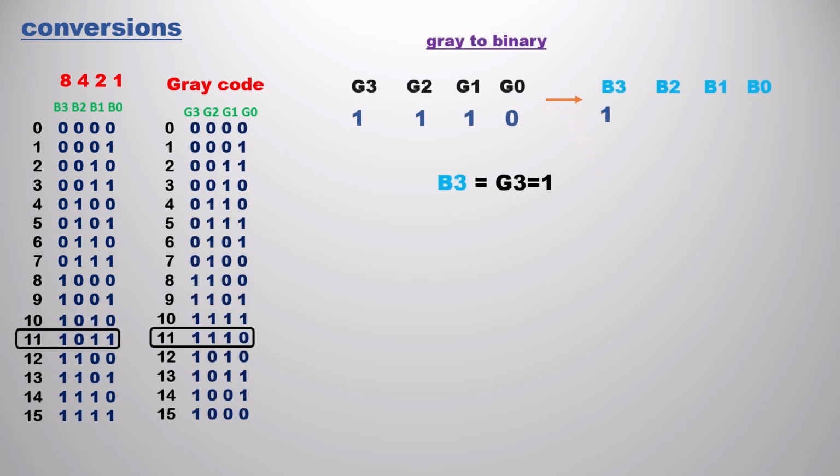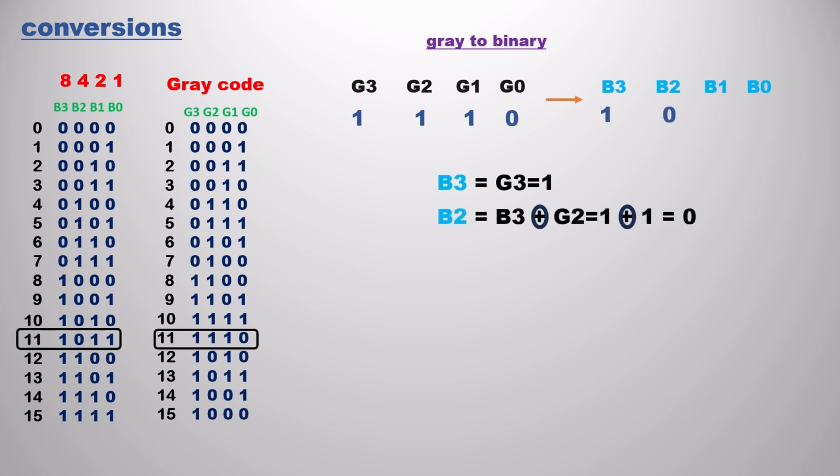Let's also see the conversion from gray to binary. I have selected a gray code, that is 1110. In decimal, that is 11. We are going to cross check and verify that it is 1011 in normal binary code as well. The formula for conversion is G3 equals B3, which is the same as in binary to gray code.